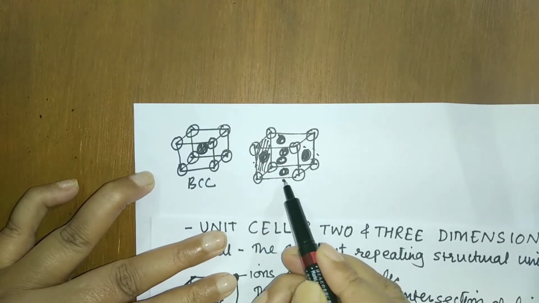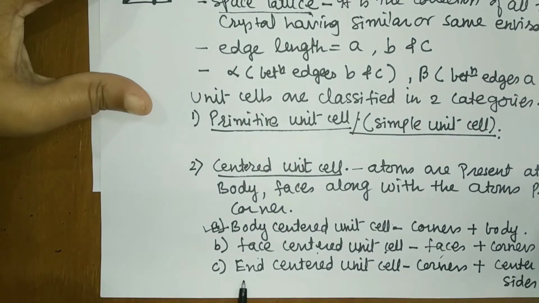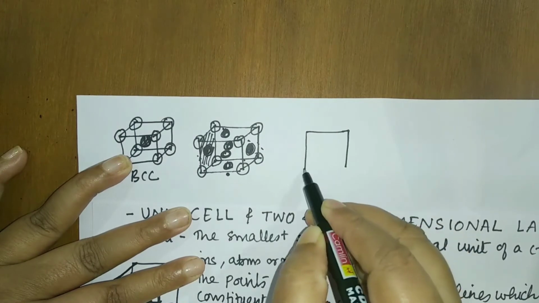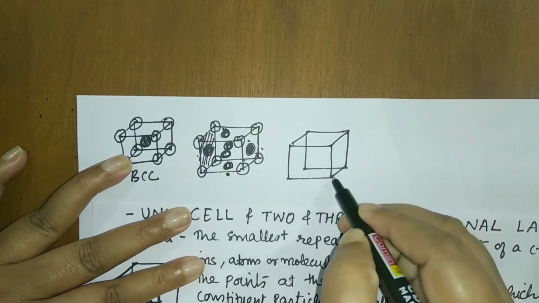So there are 6 faces, and so I have shown the 6 atoms. So that is the meaning of face centered unit cell. Let us come to the last one, that is end centered unit cell. In end centered unit cell, you have the atoms at the corner. So I can show the atoms.